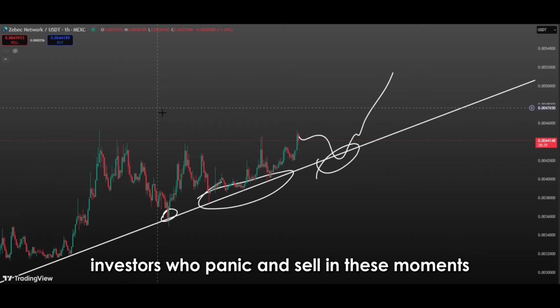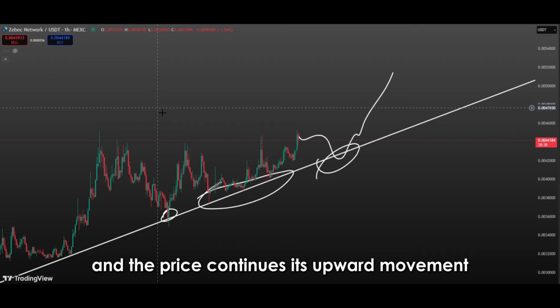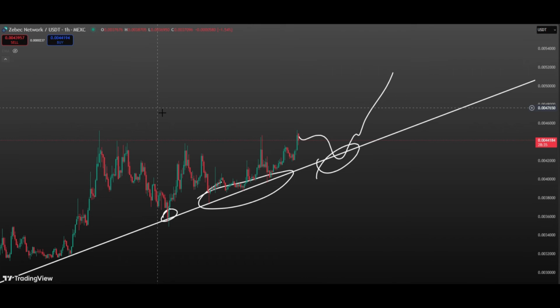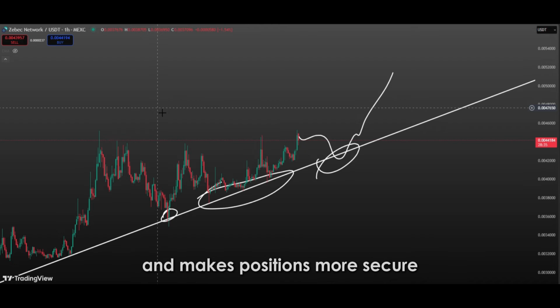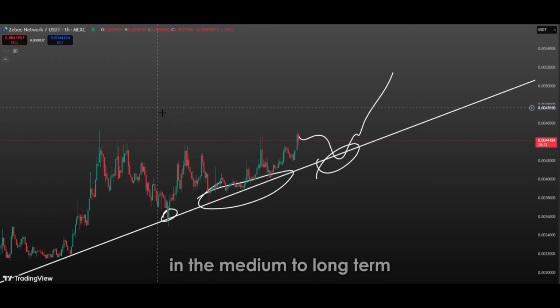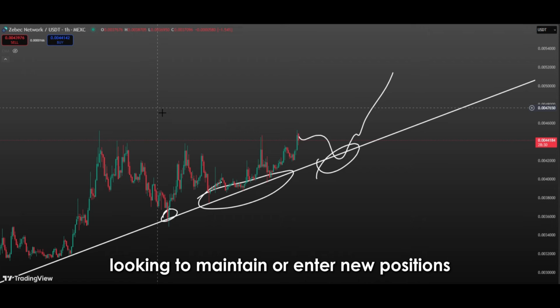Investors who panic and sell in these moments may incur losses, while the trend may resume and the price continues its upward movement. The price continuing along this uptrend also signals a trend continuation pattern to investors. This allows for the setting of longer-term targets and makes positions more secure. If the trend is preserved and the price continues to respect this line, higher price levels could be tested in the medium to long term. This trend line thus becomes a critical reference point for investors looking to maintain or enter new positions.